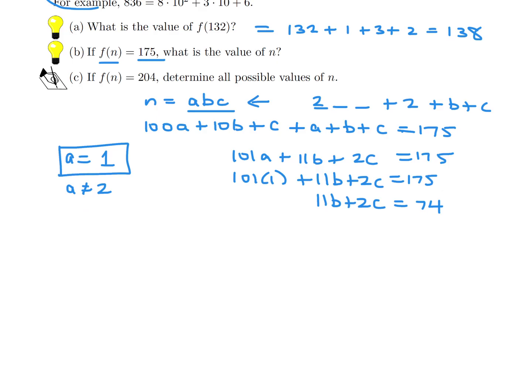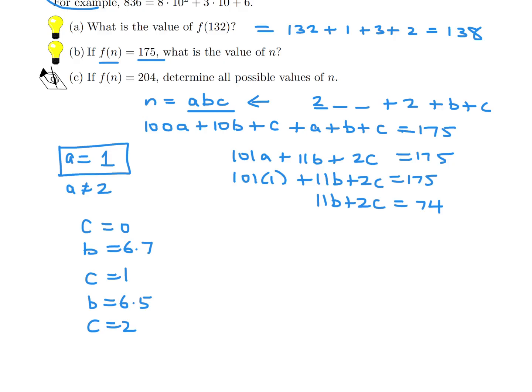If c is, how would I approach this now? Let's see here. If c is 0, then that would mean b would be 74 divided by 11, and that's not going to be an integer, so that's out. If c is 1, then that becomes 72 divided by 11, correct? And again, b is not an integer. Okay, let's keep going, not a problem.